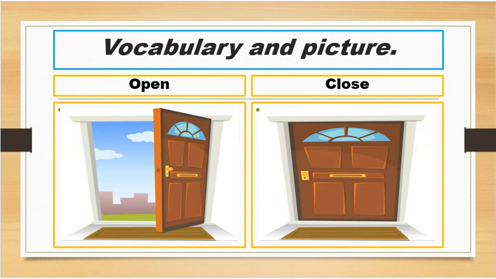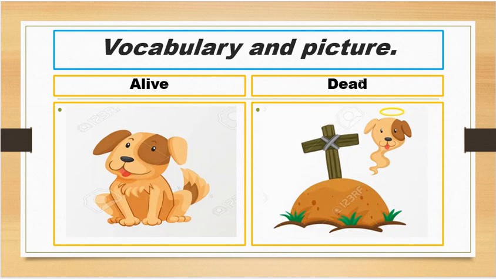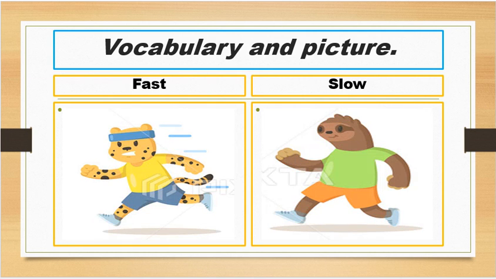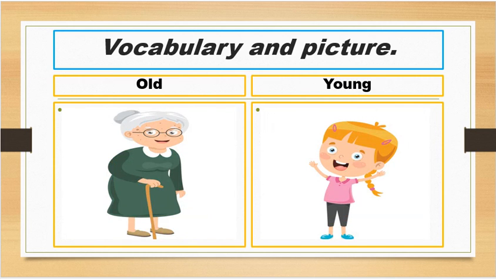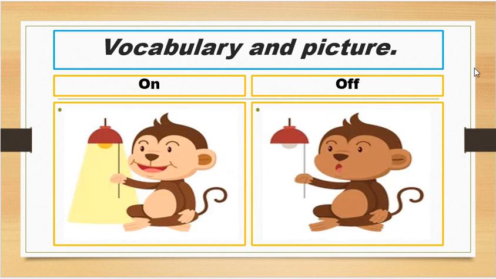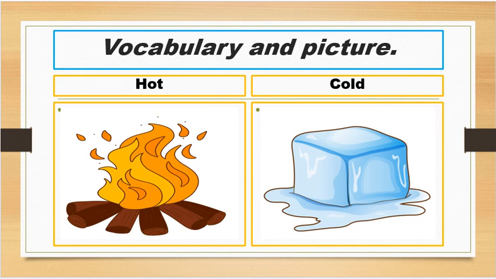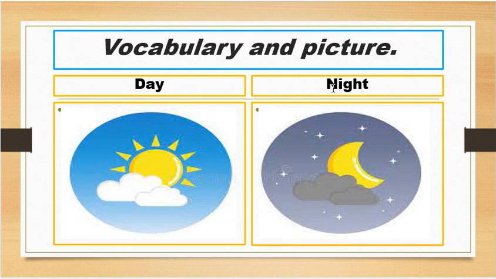So we have here: open, close. Tall, short. Alive, dead. Strong, weak. Fast, slow. Clean, dirty. Next, old, young. Good, bad. On, off. Hot, cold. In, out. And day, night. These are the vocabulary and features that we learned last time.